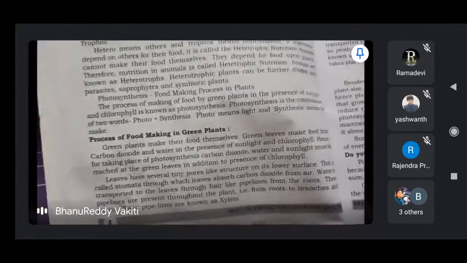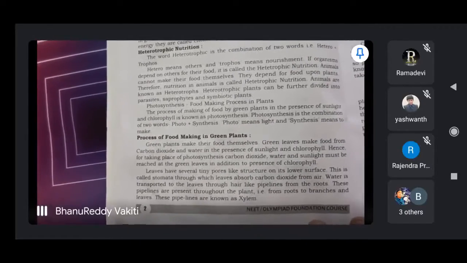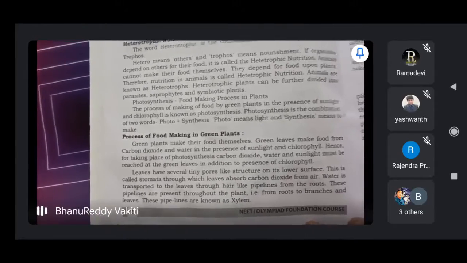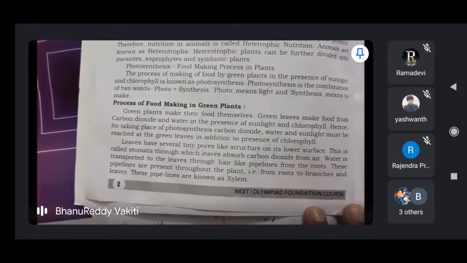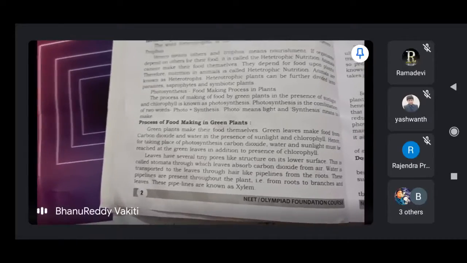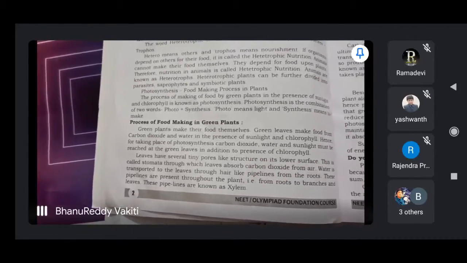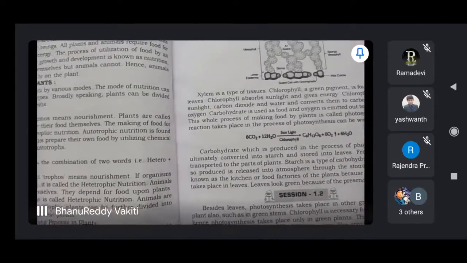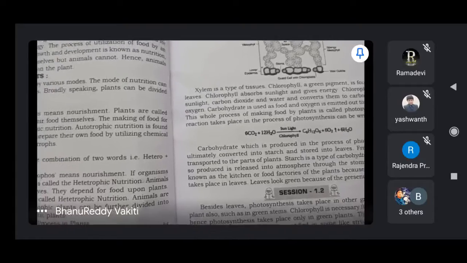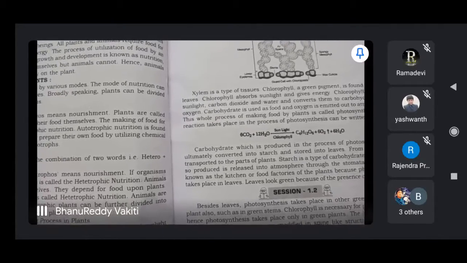The next one is the process of food making in green plants. So how are the green plants getting their food? Green plants make their own food themselves. Xylem vessels are there, phloem vessels are there; these all we have discussed last year. Xylem vessels absorb water and nutrients from the soil and pass those to the upper parts of the plant. And then after completion of photosynthesis, phloem vessels carry the food nutrients into all other parts of the plant.